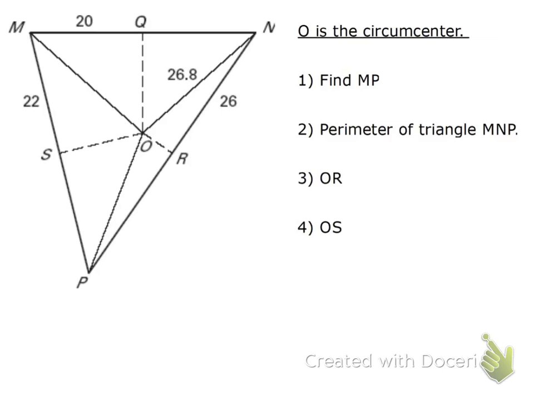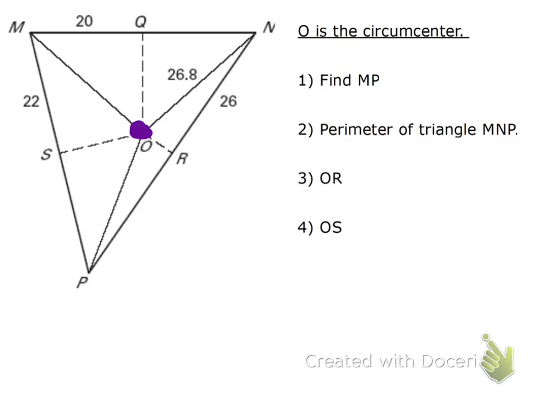Okay, so here's just a few more circumcenter questions. It's telling us O is the circumcenter. Okay, think about what that means. Circumcenter means those are all perpendicular bisectors. And you also have to understand that they're equal distances from your vertices. So here they want me to find MP.